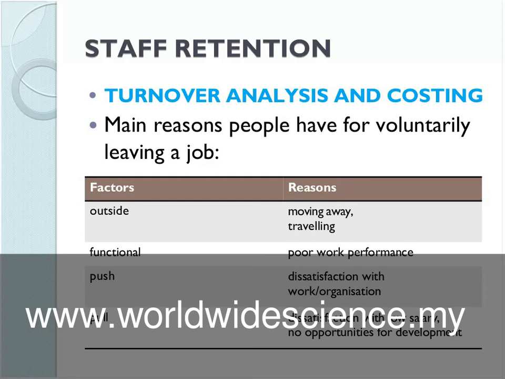The next one is the functional factors, such as poor work performance. The functional turnover category includes all resignations which are welcomed by both employer and employee alike. The major examples are those which stem from an individual's poor work performance or failure to fit in with the organizational or department culture. So you have poor work performance, or you can't meet and fit with the corporate culture.